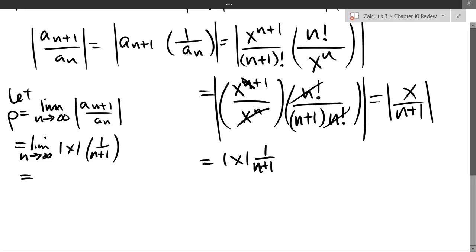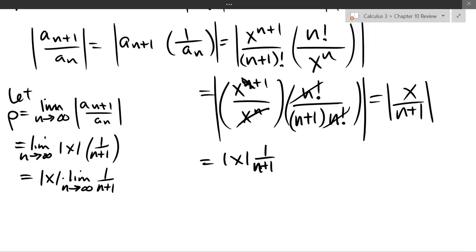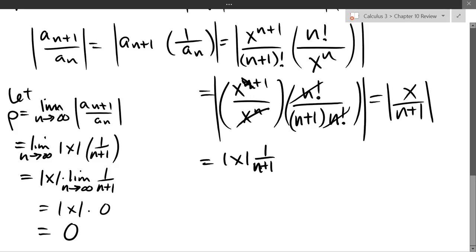Okay, does the limit care about the absolute value of x? Nope, the limit cares about n. So this absolute value of x, I can move out front of the limit. It's constant as far as the limit's concerned. All right, easy limit. What is 1 over n plus 1 when n's really big? Zero. And absolute value of x times 0 is 0. And that was our rho from the ratio test.